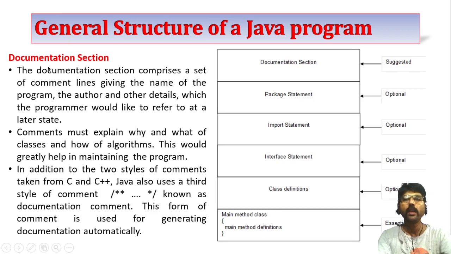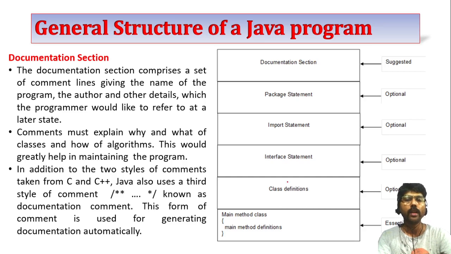The next one is called the general structure of a Java program. The general structure explains how to create a Java program in a single file. What are the different parts or modules we need in the Java program? First, I need the documentation section, then package statement, import statement, interface statement, and class definitions. After that class definition, I have to write the main method class. This is the way of creating a Java program.